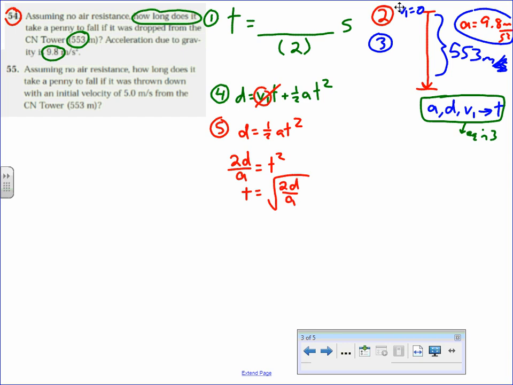Plug the numbers in, so that's number 5. Step 6 is plugging in the numbers to get the answer. Time equals the square root of 2 times 553, all divided by 9.8.